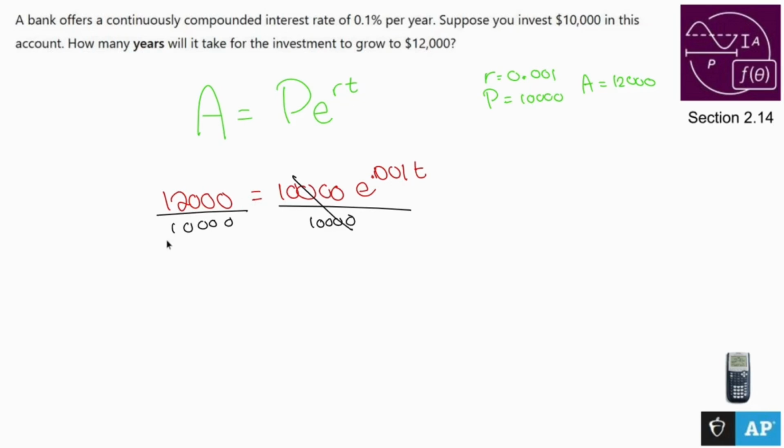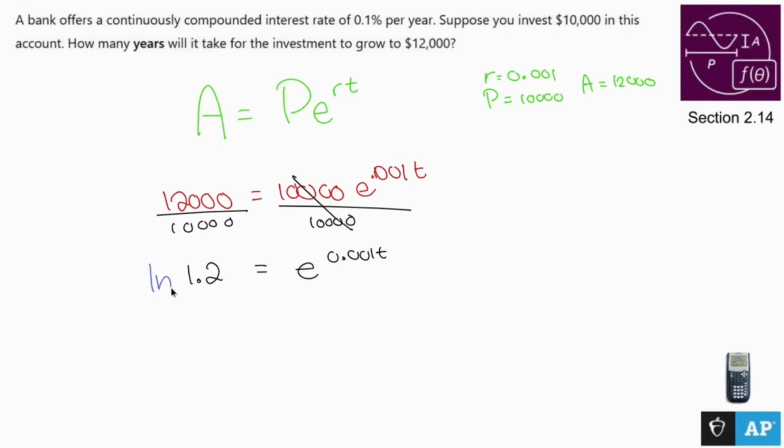And so 12,000 over 10,000 is the same thing as saying 12 over 10, which is 6 over 5, which is 1.2. So maybe I'll use that, 1.2. That way I don't have to worry about fractions in my calculator. 1.2 is going to equal e to the 0.001t.